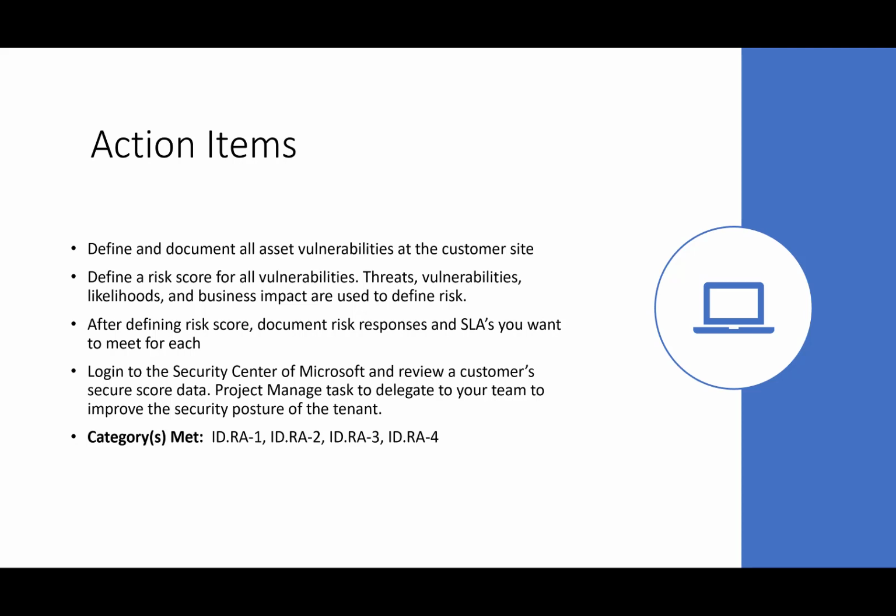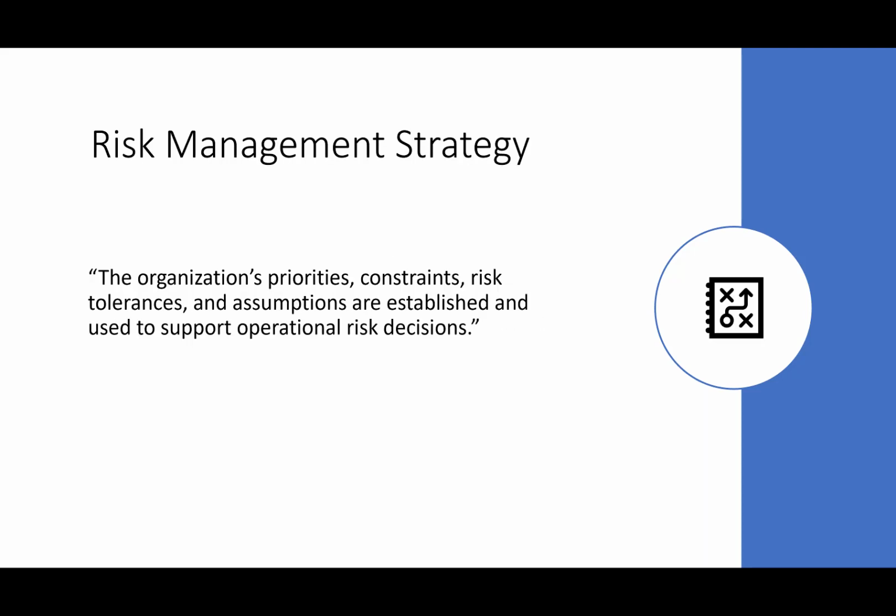Define the risk score for all the vulnerabilities. Threats, vulnerabilities, likelihoods, and business impact are all used to define this risk. So after you define it, document the risk responses and SLAs you want to meet for each. You should have some consistent messaging around this in the way you respond and how you respond, so that it's drilled into the customer's head of the actions that you're putting into place. So you want to log into the Security Center of Microsoft and review the Secure Score data. You may want to PM this as well to improve the security posture of the tenant.